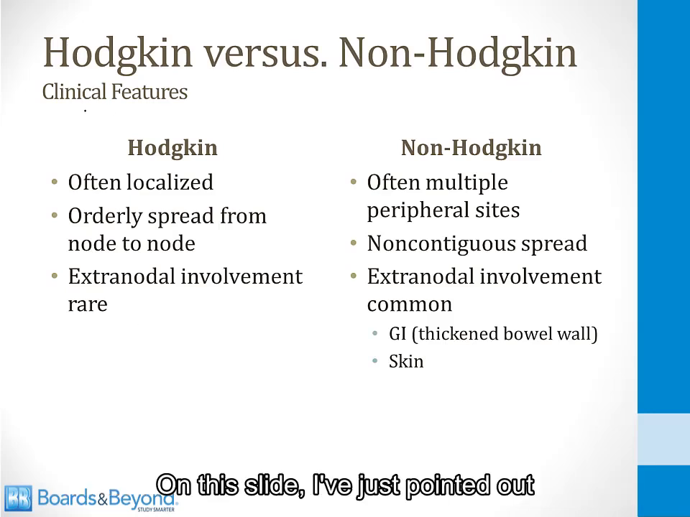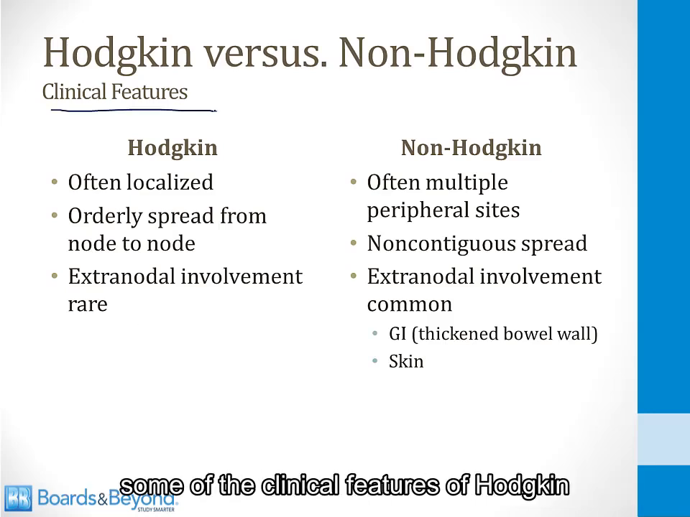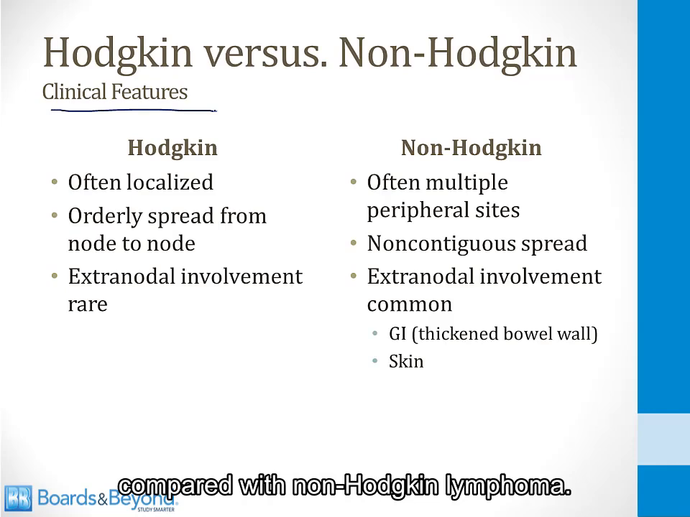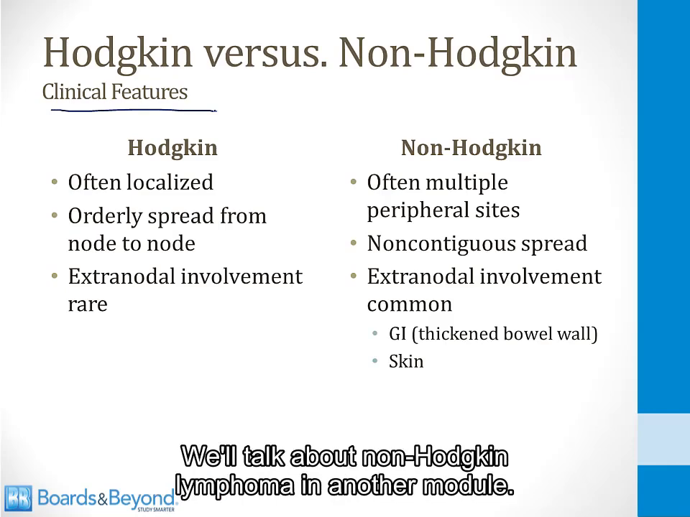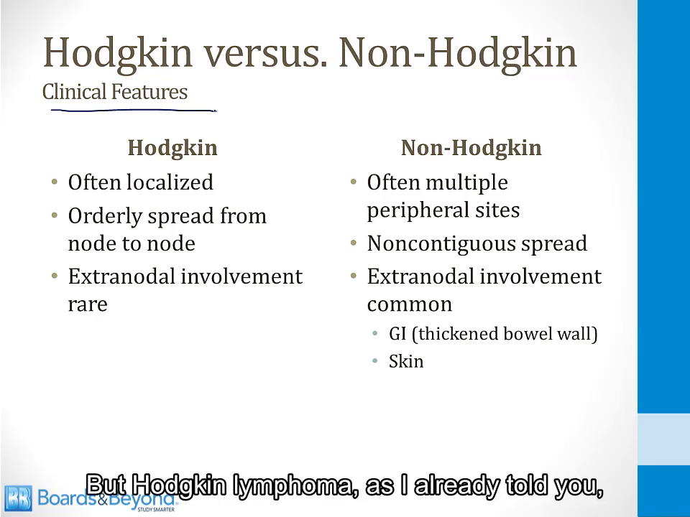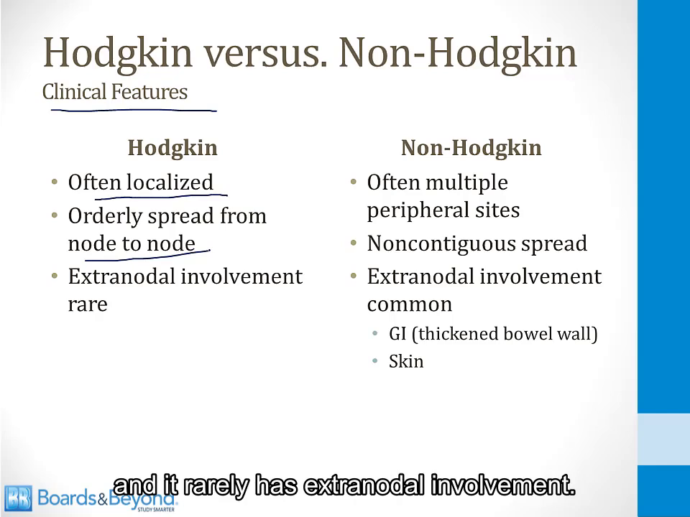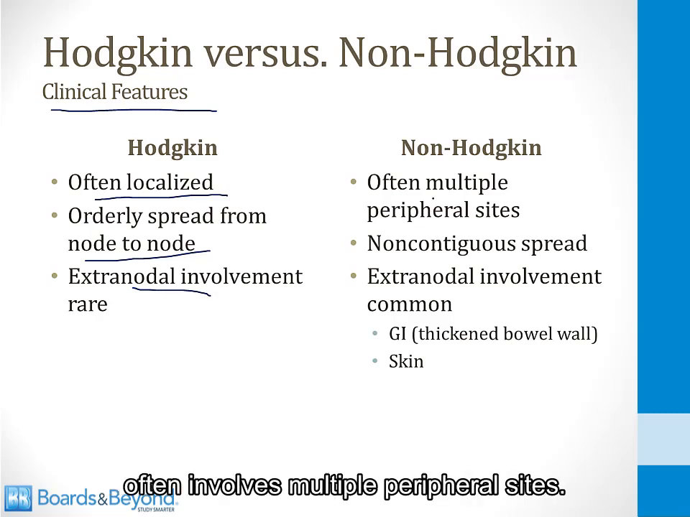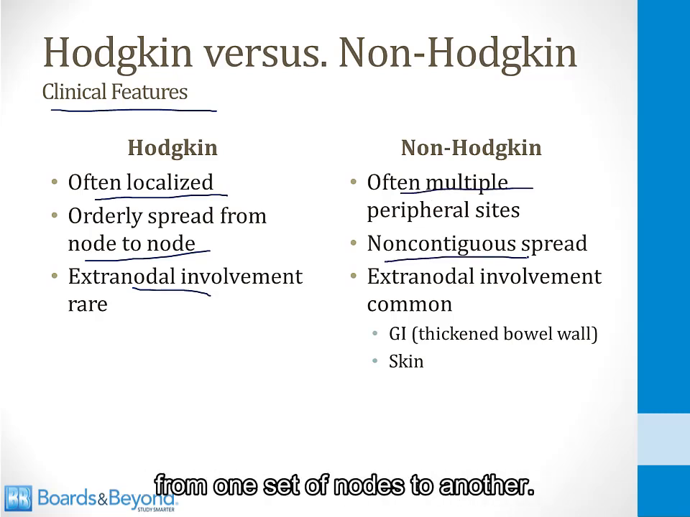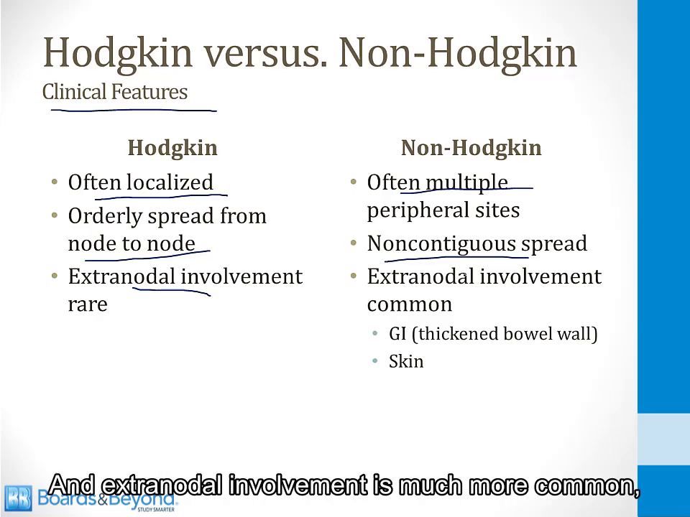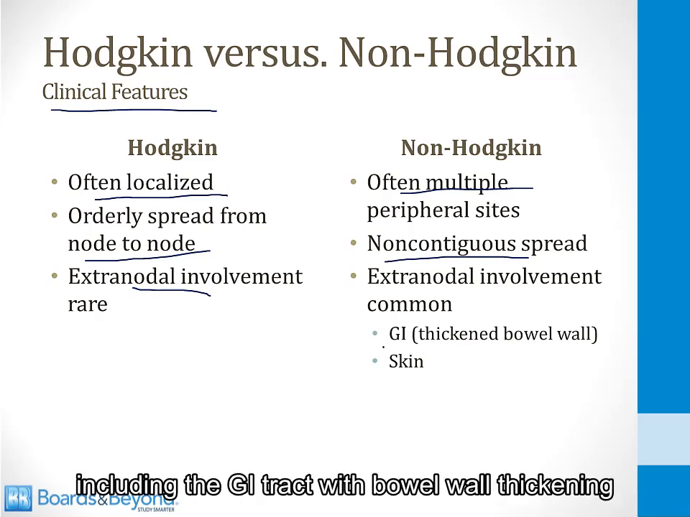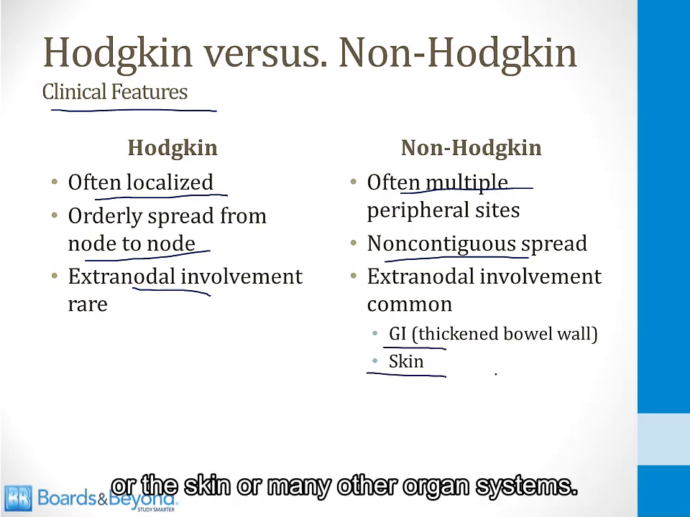On this slide, I've just pointed out some of the clinical features of Hodgkin compared with non-Hodgkin lymphoma. We'll talk about non-Hodgkin lymphoma in another module, but Hodgkin lymphoma, as I already told you, is often localized and spreads from node to node, and it rarely has extranodal involvement. On the other hand, non-Hodgkin lymphoma often involves multiple peripheral sites. It can have a non-contiguous spread from one set of nodes to another, and extranodal involvement is much more common, including the GI tract with bowel wall thickening, or the skin, or many other organ systems.